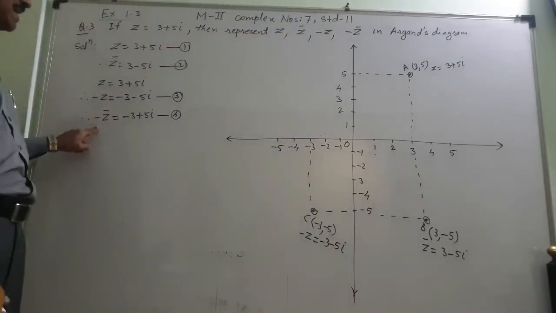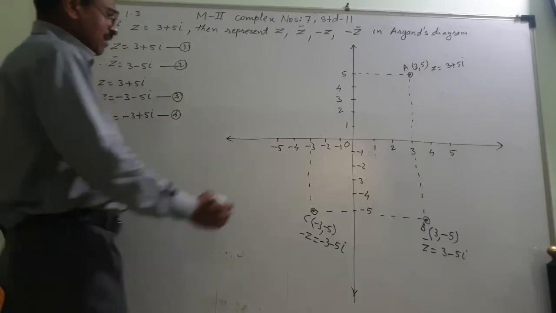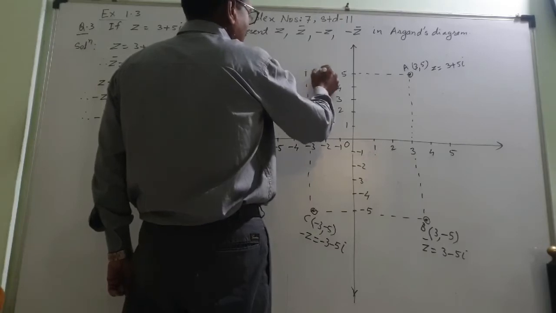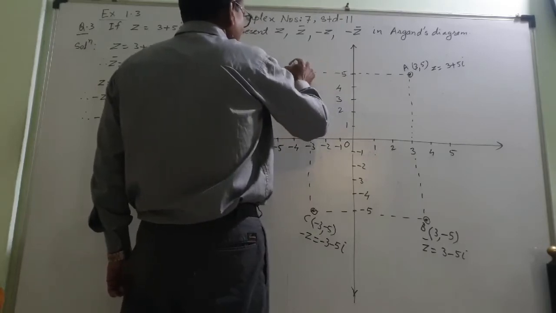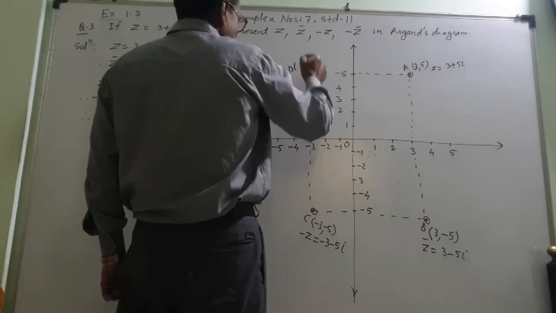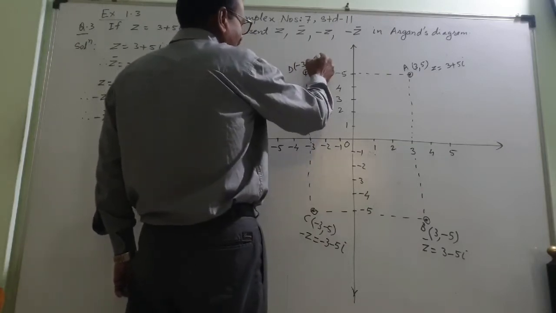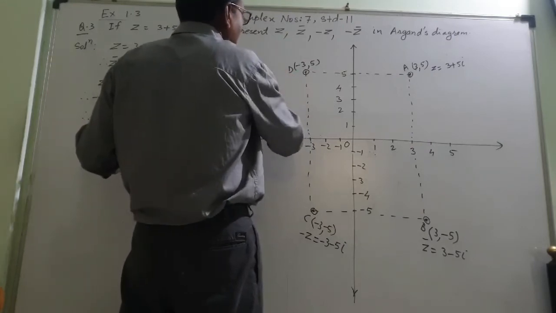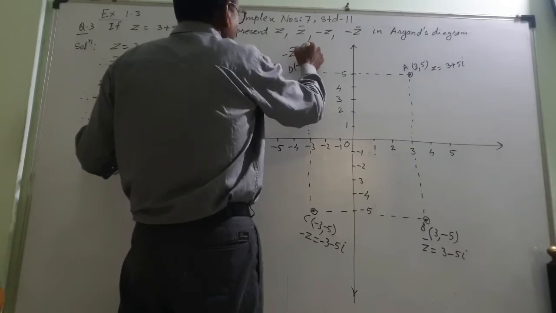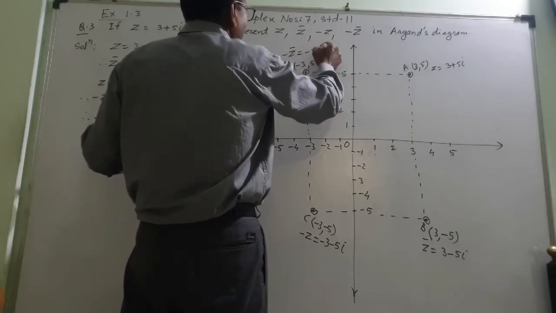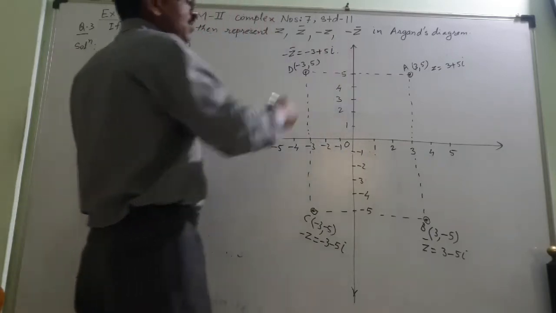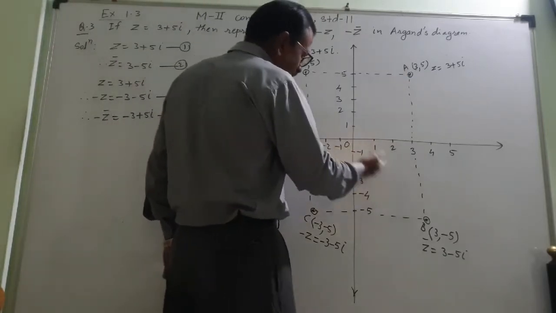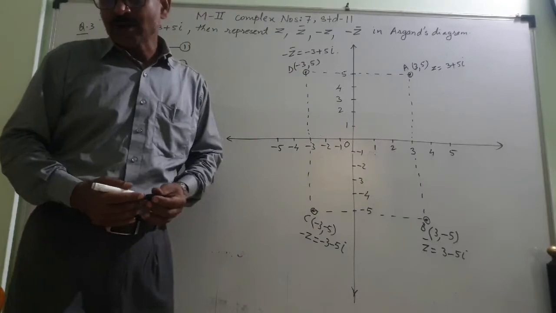Now one point, minus z bar, minus 3 and plus 5i. I will go up for 5i. This is that point D. What are the coordinates? Minus 3 comma 5. And what is that? Minus z bar. Here I will write minus z bar is equal to minus 3 plus 5i. This is called the Argand diagram. If you want to join to the origin, join it. If don't want, no worries.